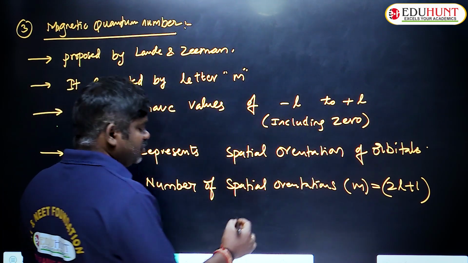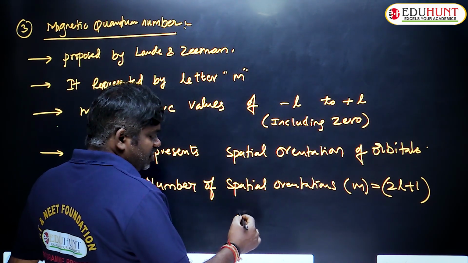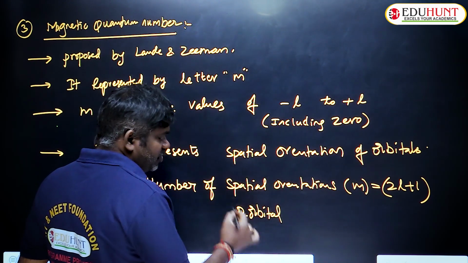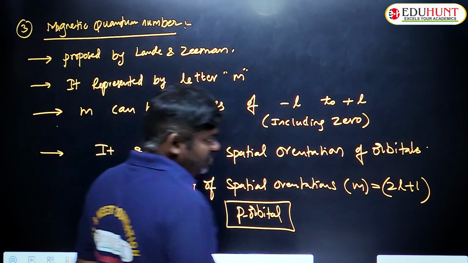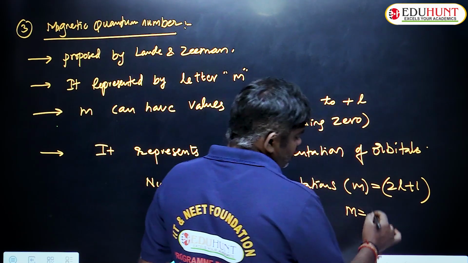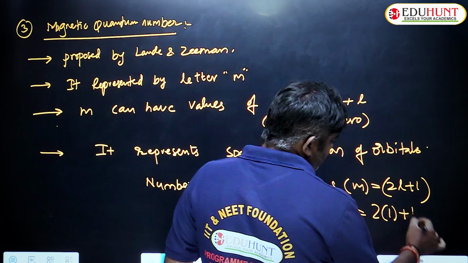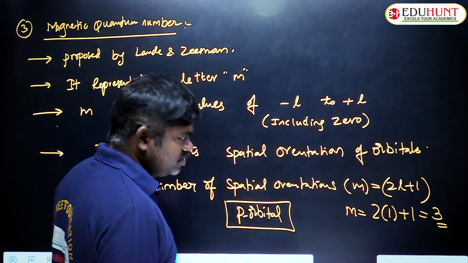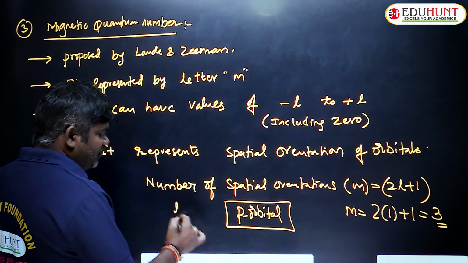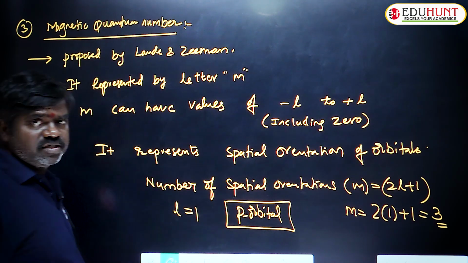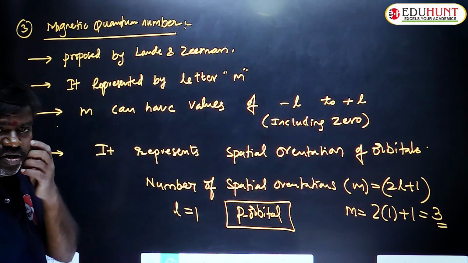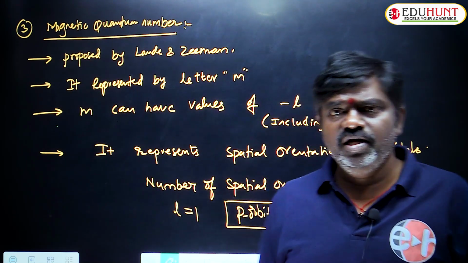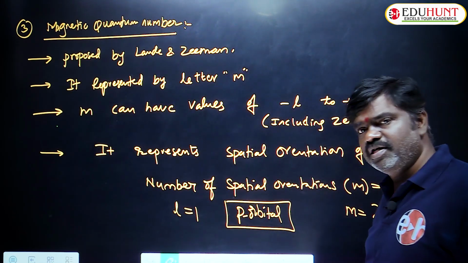For example, if we take the p orbital, the number of spatial orientations for the p orbital, M, is equal to 2 into 1 plus 1, that is 3 spatial orientations possible for the p orbital. Why? If L is equal to 1, that is known as the p orbital. For the p orbital, 3 spatial orientations are possible.